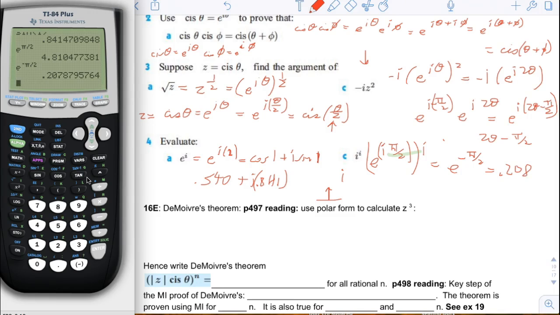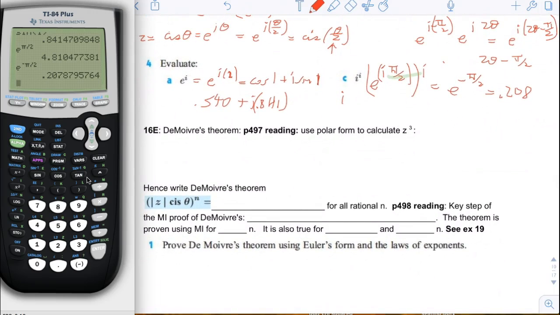Okay. And now let's start talking about de Moivre's theorem. Use polar form to calculate z cubed. So polar form would be the modulus of z, e to the iθ. And if we wanted to calculate the cube of that, you could put z modulus cubed, and e to the iθ would be e to the i3θ, because e to the iθ would be cubed, right?